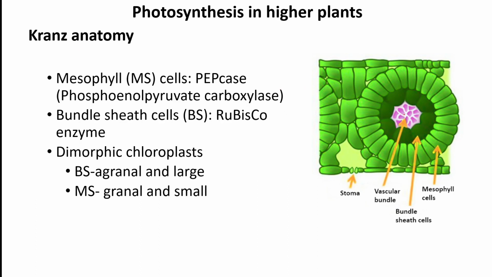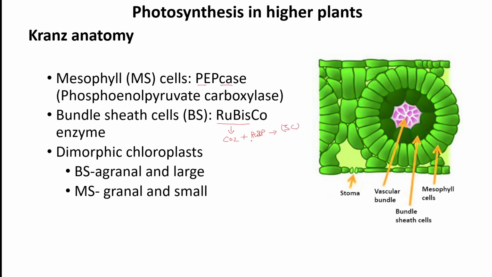Now, what happens in mesophyll cells? There is an enzyme present which is known as PEP carboxylase. So in the C4 cycle, two enzymes are involved, Rubisco and PEP carboxylase, phosphoenol pyruvate carboxylase. In bundle sheath cells, another enzyme is present, which we have already talked about, Rubisco. Rubisco, as you already know, combines carbon dioxide with RuBP. This is the role of Rubisco.